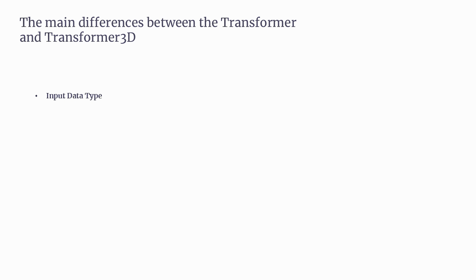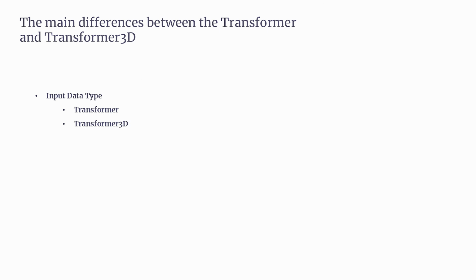The first. Input data type for Transformer. This model is built for sequential data like text. It processes tokens, words, or characters in a sequence where the order matters. Positional embeddings are used to help the model understand the order of these tokens. For example, in a sentence, the word order is critical to the meaning.